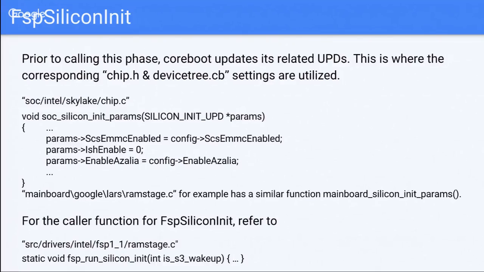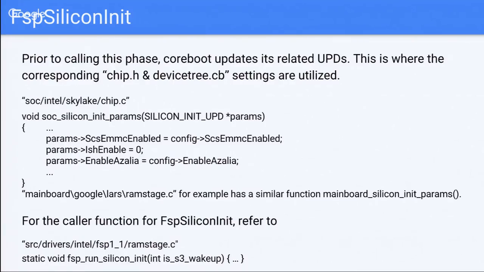So in terms of integration for those two phases, basically it's all about having the configuration in chip.h and setting values in devicetree.cb, and of course having the lines in the respective functions to pass into FSP.